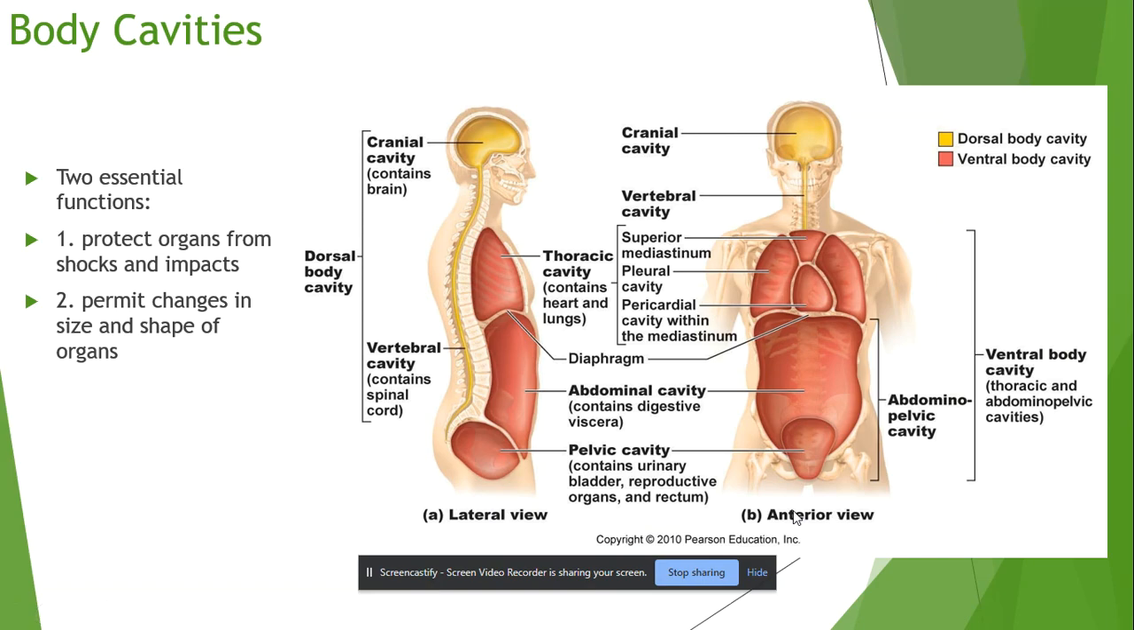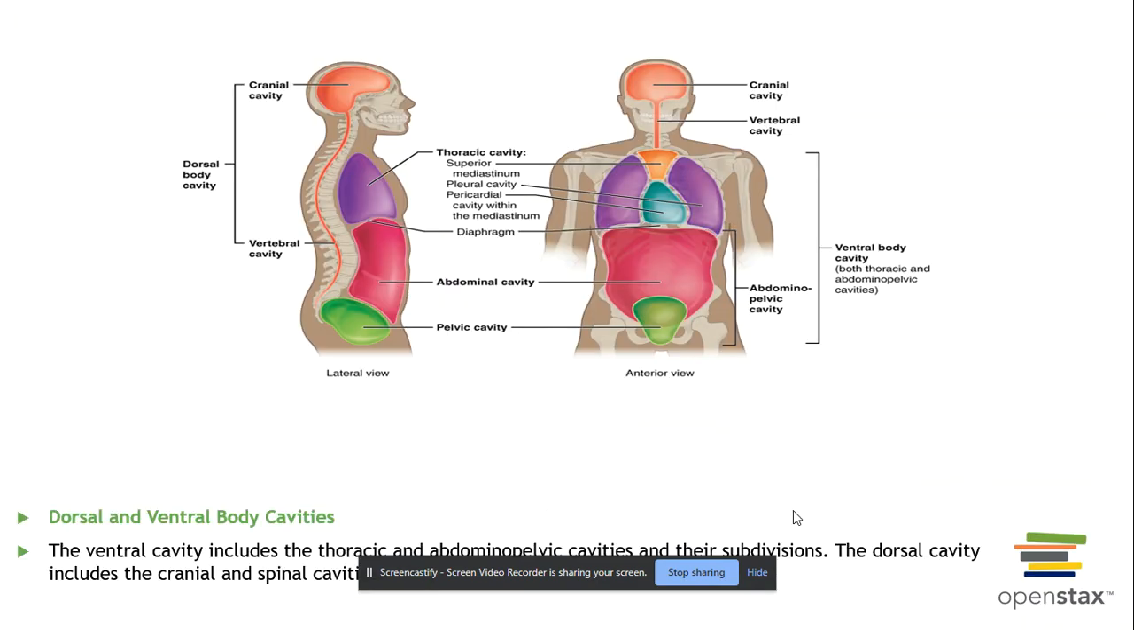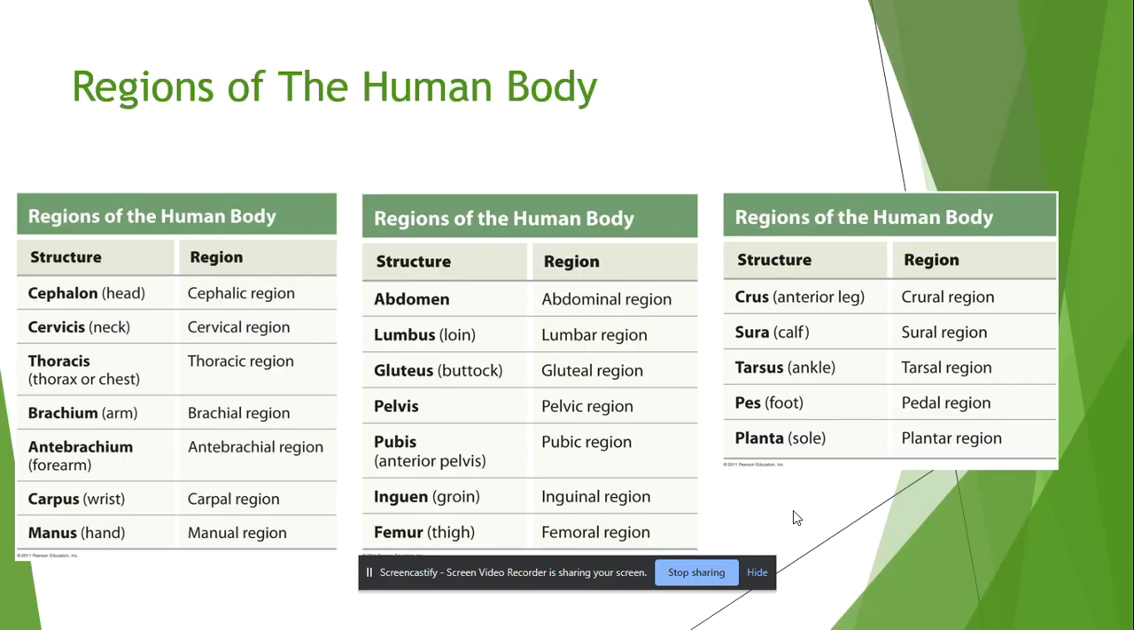These are the body cavities. And we'll talk about a couple functions here that we may or may not have covered in lab. Essential functions are to protect the organs from shock and impact and to prevent changes in size and shape of the organ. So those will allow for expansion and contraction of the organ. You can see the body cavities again.